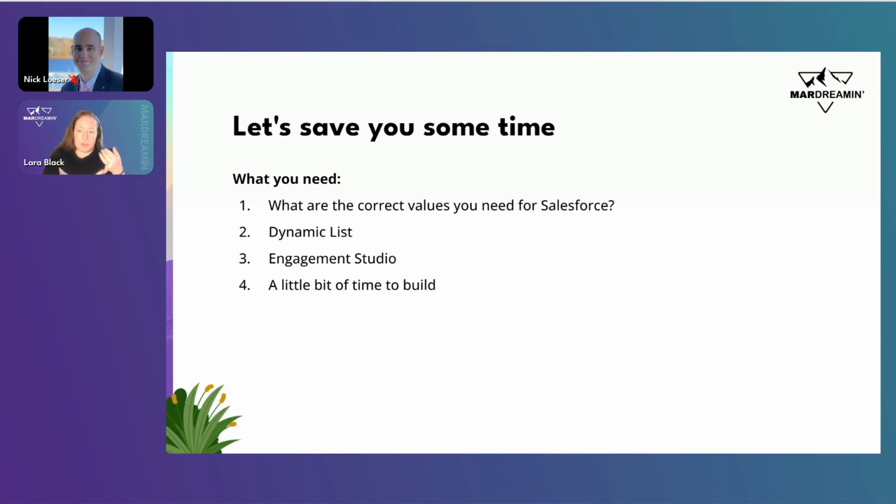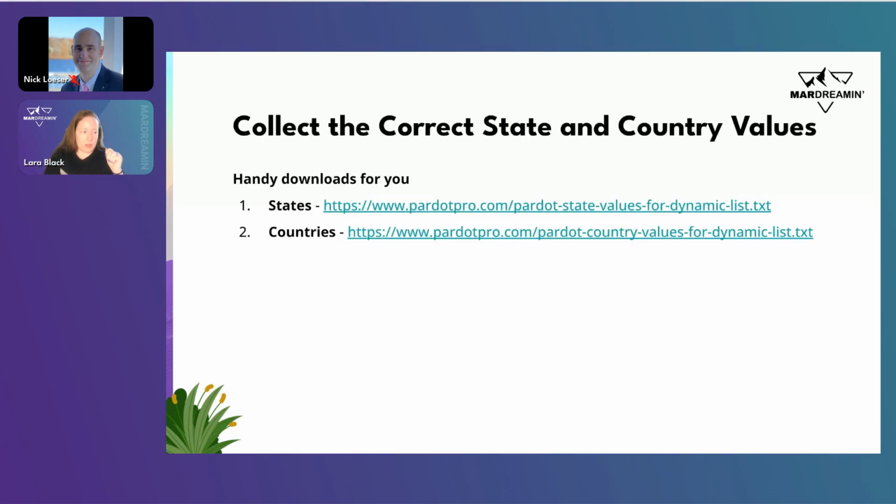You need the values that Salesforce wants for state and countries. You're going to create a dynamic list for each of those. You're going to create an Engagement Studio program, and then you're going to take some time and build it out with a lot of rule checks and then actions of changing values. So let's take a quick look. I do have some handy downloads for you.